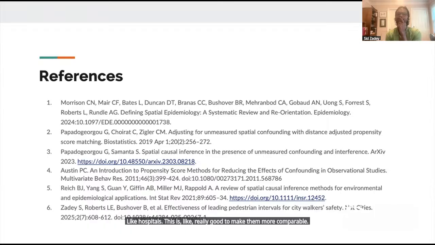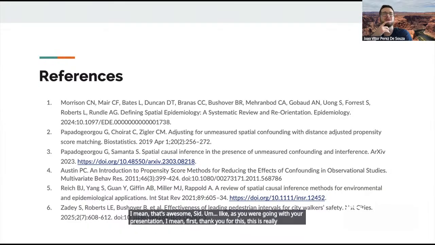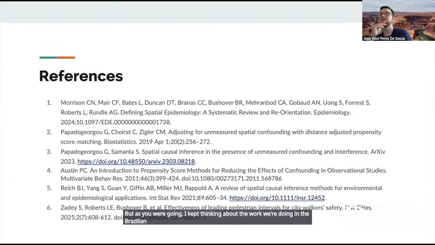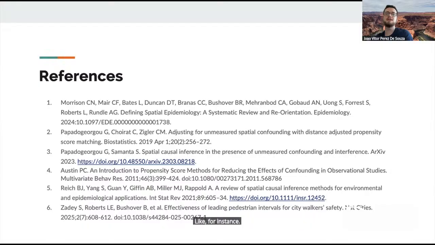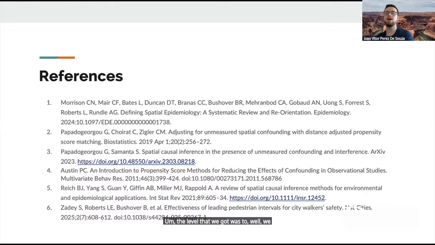That's awesome, Sid. As you were going with your presentation, first, thank you for this. This is really cool, and really cool seeing how you applied this to this problem. But as you were going, I kept thinking about the work we're doing in the Brazilian Amazon, especially with the ecological analysis. For instance, we want to see the impact of heat waves on hospitalization rates for different ICD codes. The level that we got to was, well, we can map where those heat waves are.